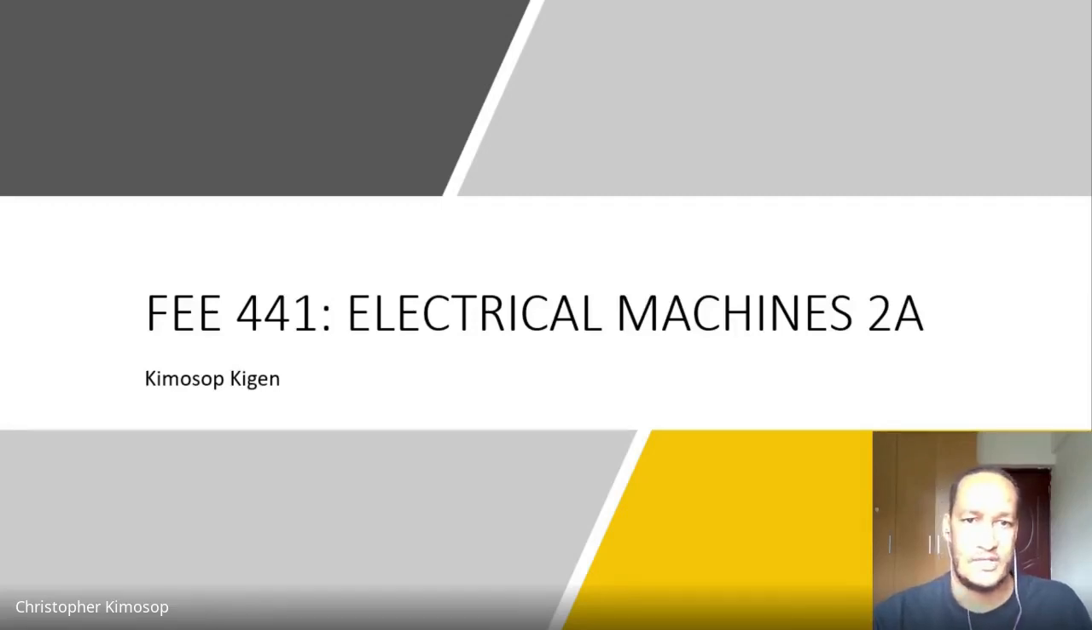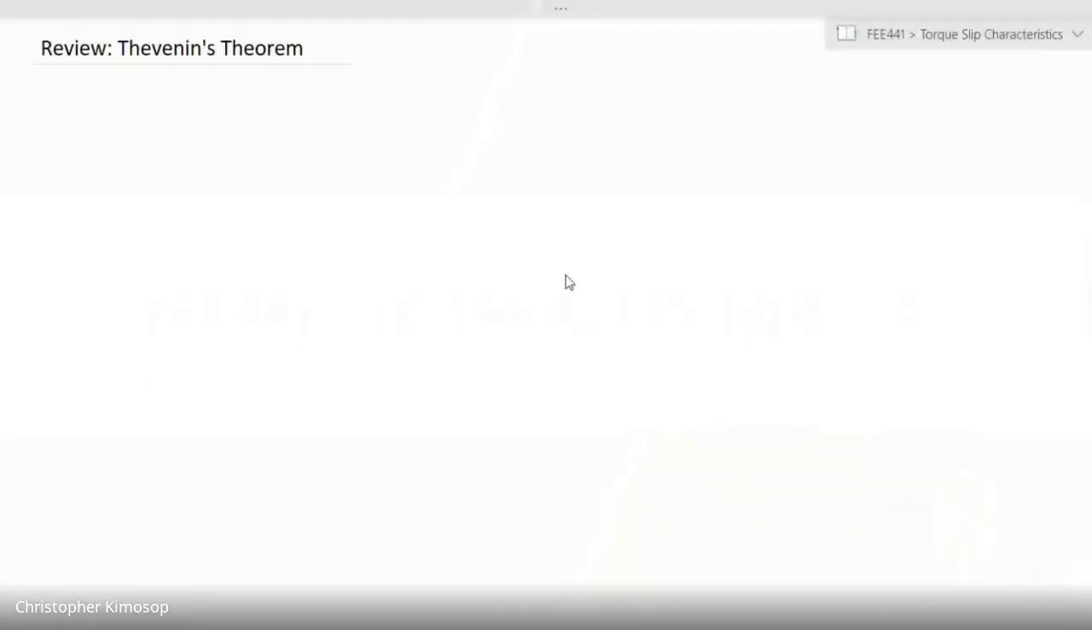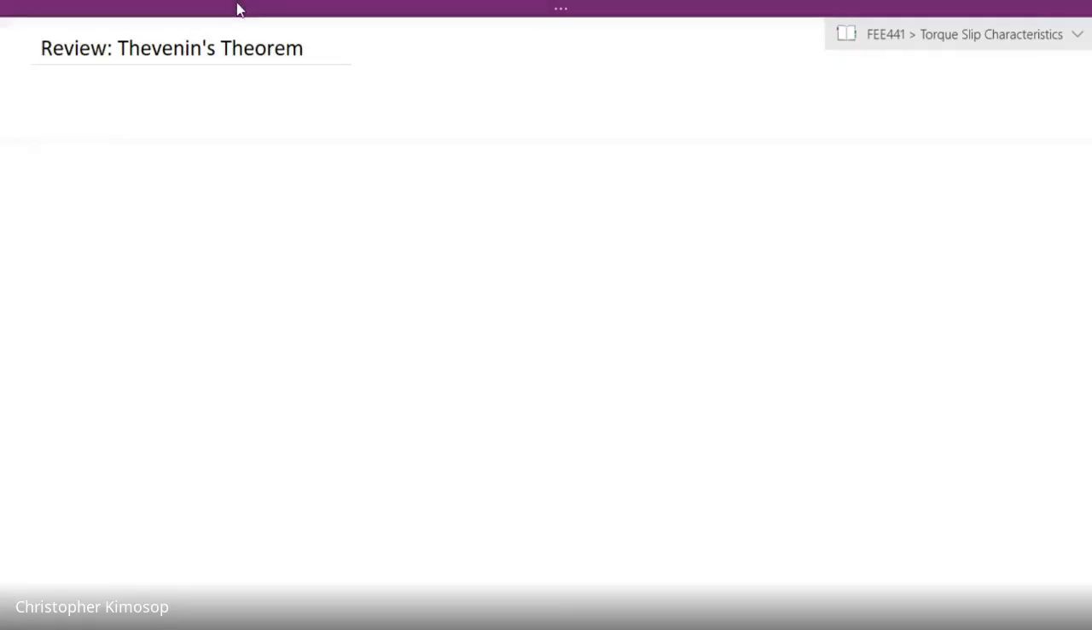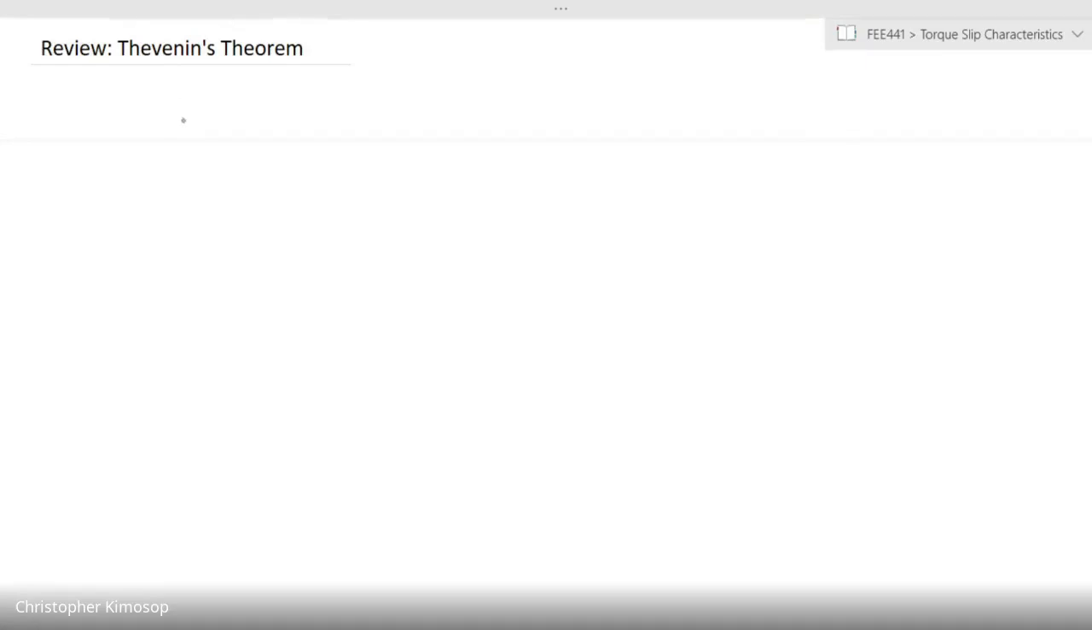Okay, so let's begin. Today's lecture or class will be about not Thevenin's theorem, but rather torque slip characteristics. Last week we talked about the relationship of power and torque. So today we are extending that. This is the second part of our discussion on power and torque.